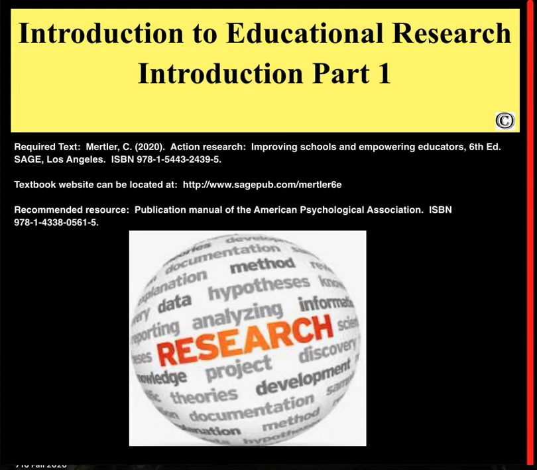Well, if you look at the middle of your screen, you can see where it says the required text. And it's Mertler, Action Research: Improving Schools and Empowering Educators. And it's the 6th edition. It may be the 7th edition now, actually. And you can see the textbook website there, www.sagepub.com.mertler-6.